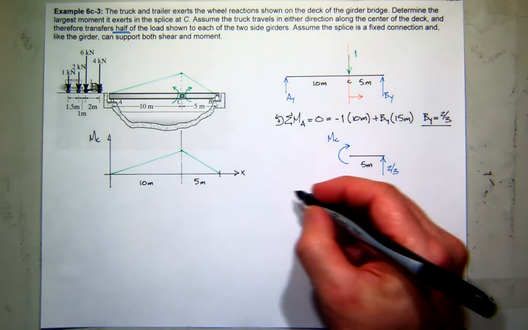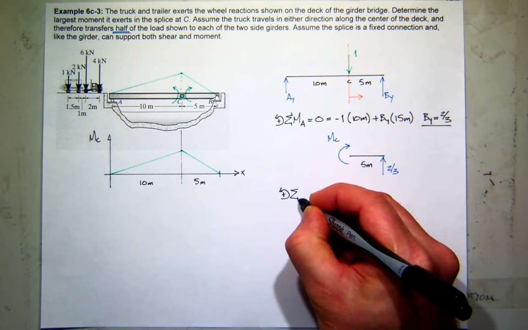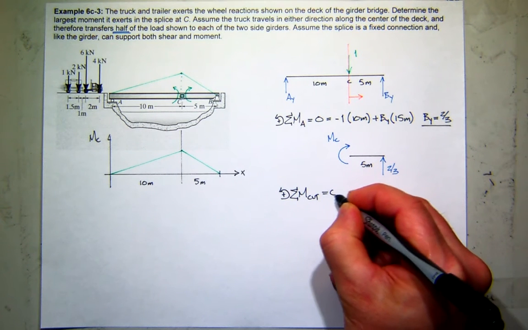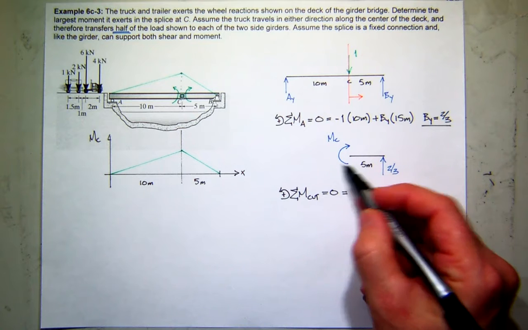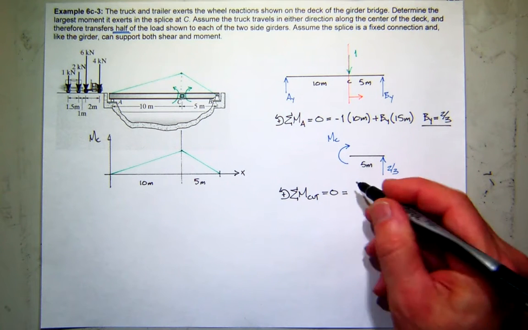Take the moment at the cut. So I'll again use right-hand rule for my sign convention, and I will sum the moments about the cut that we just made. Make sure it's in equilibrium. So let's account for that. Starting here at the cut, this moment is positive or negative with my sign convention? Negative.